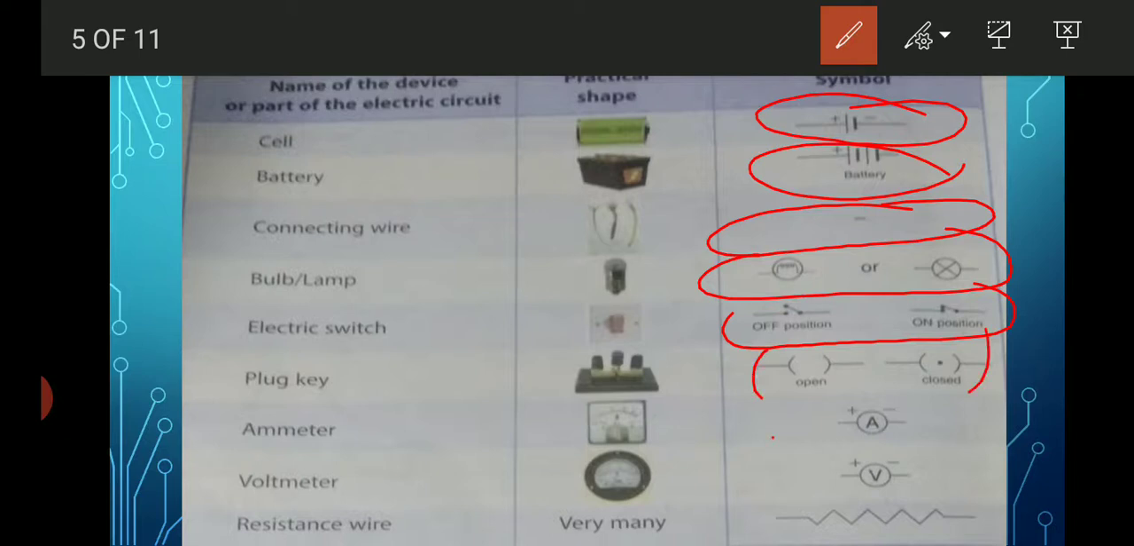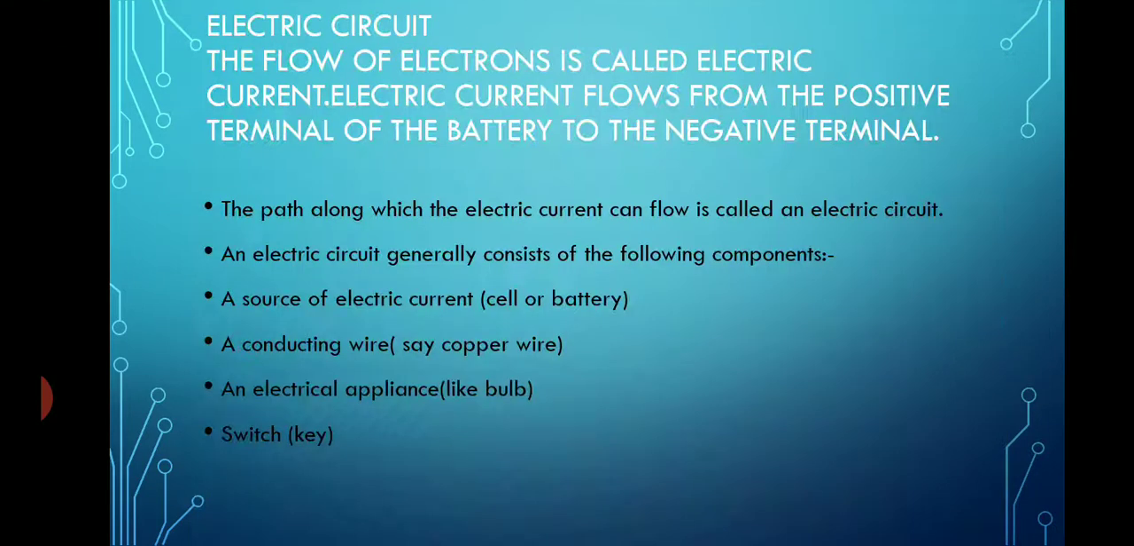Ammeter, which is represented by the letter A, is a device that is used to measure electric current in a wire or a conductor, and voltmeter is a device that is used to measure the voltage. And this zigzag line represents the resistance wire.